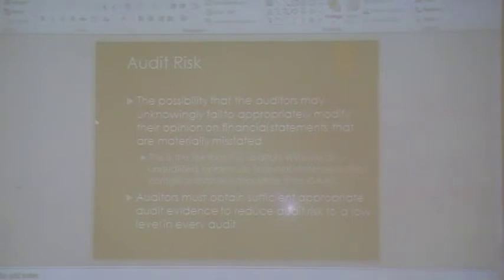A low detection risk will require a large number of transactions to be tested using substantive procedures. This is because only a low level of detection risk can be permitted if the overall level of audit risk is to be achieved. Conversely, a high detection risk means that only a small number of transactions need to be tested.